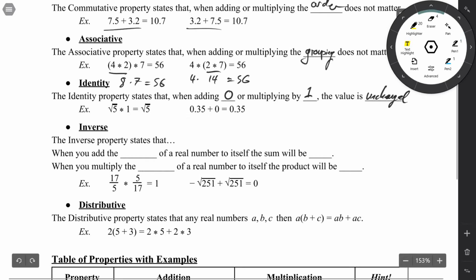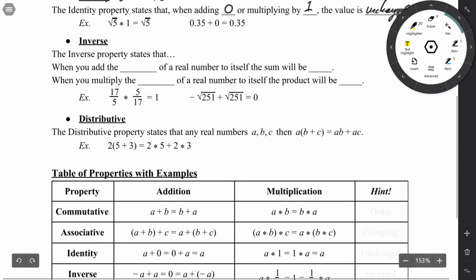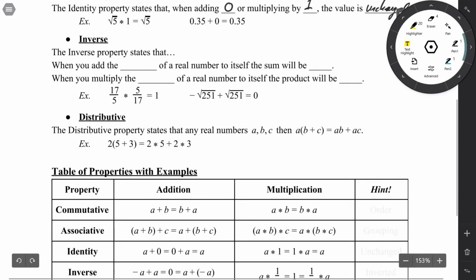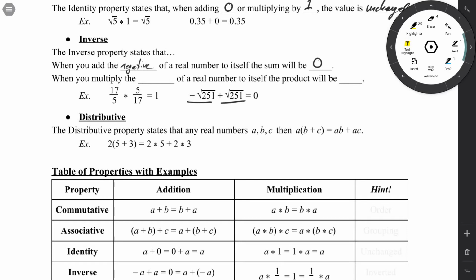And moving on to the next property here, the inverse property. This one's a little bit more in-depth than the others, so we'll break it out a little bit more. The inverse property states that when you add the negative of a real number to itself, the sum will be 0. And that might seem like very wordy language, but that's a pretty straightforward example here. Negative square root of 251, doesn't matter how specific it is, plus the exact same, the square root of 251, is going to equal 0.